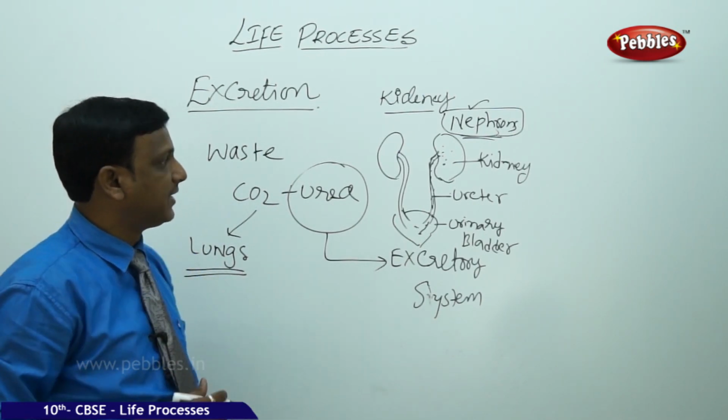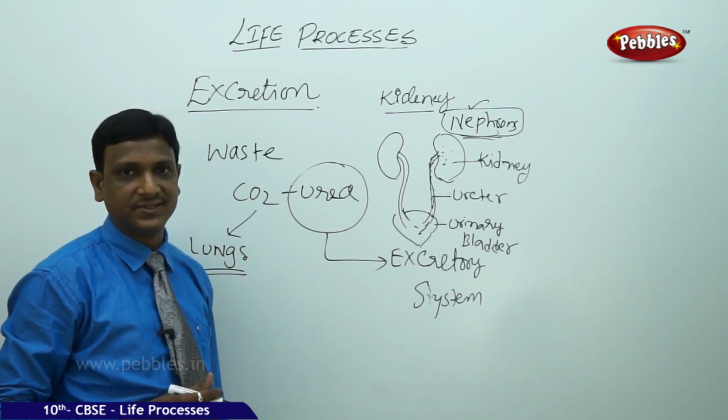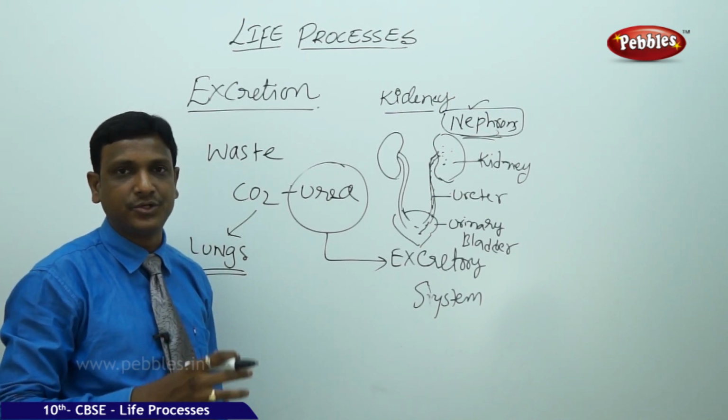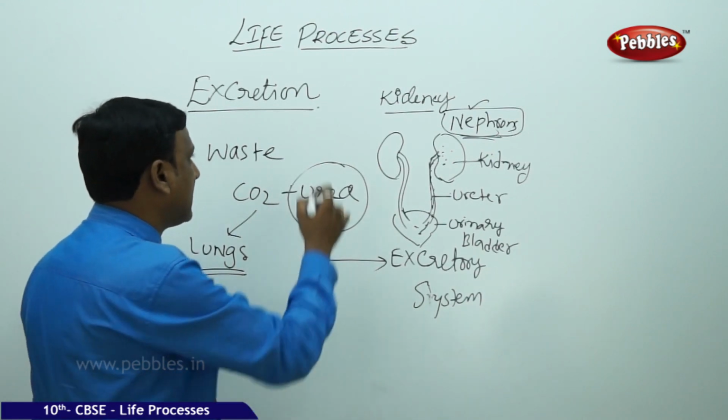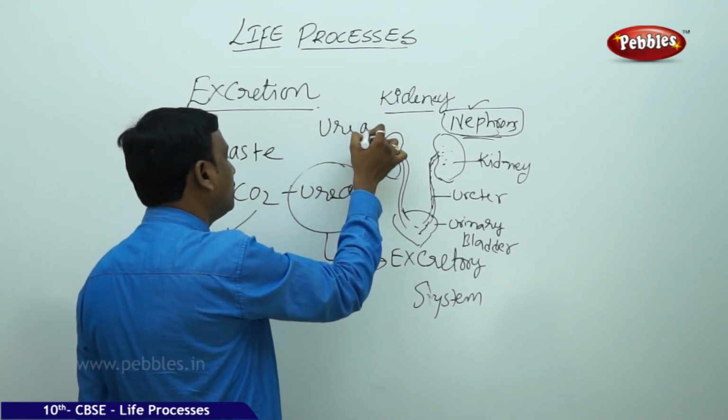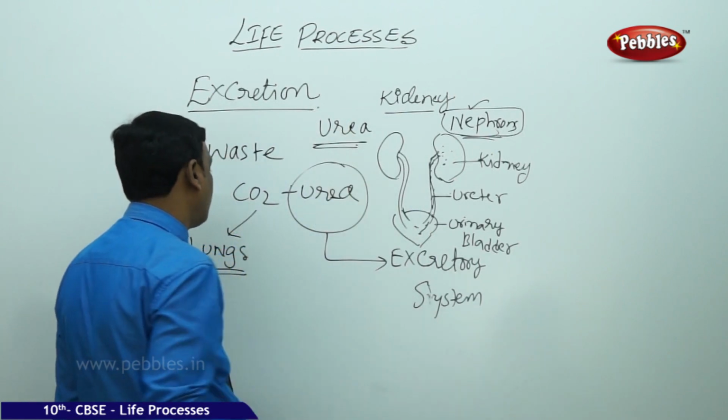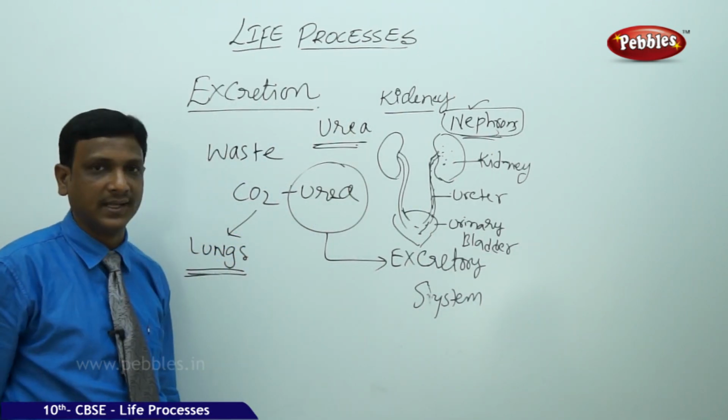So this is achieved by a pair of organs called kidneys. Kidneys filter the blood to remove the toxic materials, nitrogenous waste like urea, uric acid and other salts. Carbon dioxide is excreted by the lungs.